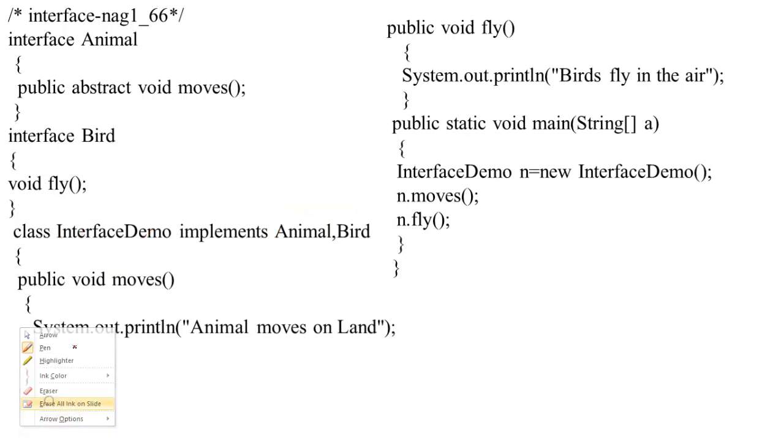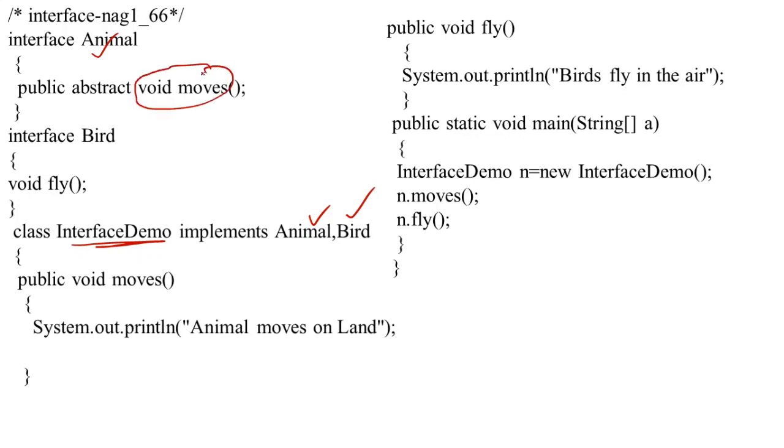Now, what is my class name here? Interface demo. What is the duty of this interface demo? It has to provide a body to the abstract methods available in the interface. What are the interfaces? Animal and bird. What is the abstract method in my animal interface? Void moves. Just see, public void moves.